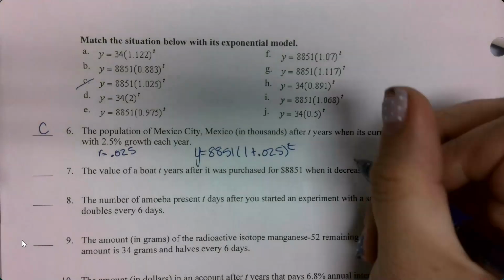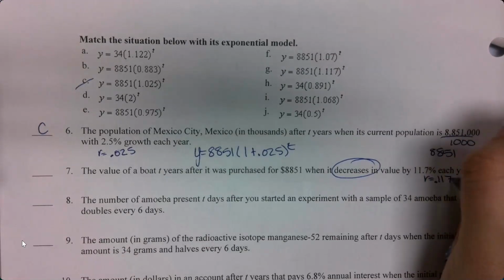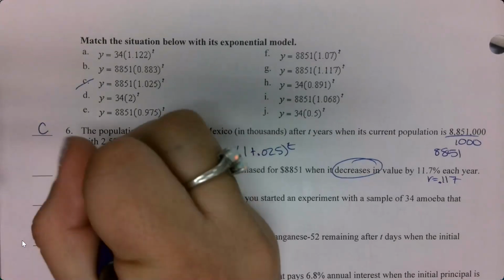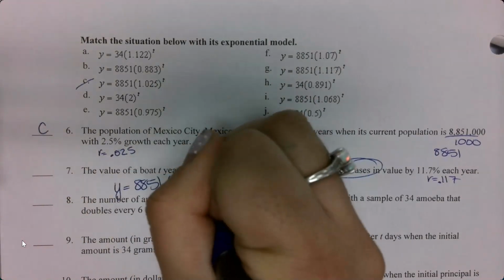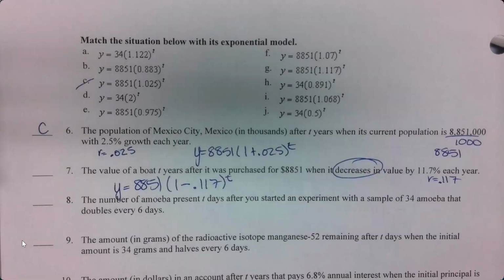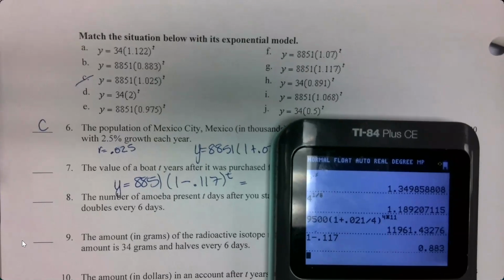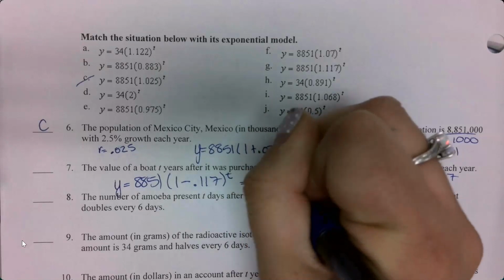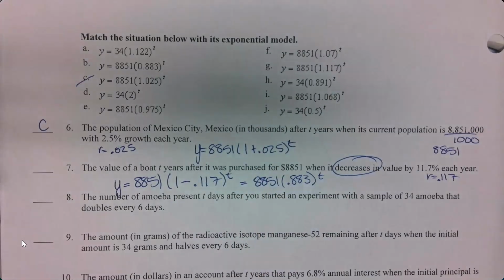The next one says the value of the boat T years after it was purchased for $8,851, when it decreases in value, that means to subtract, by 11.7%. So turning that into a decimal is 0.117. This is going to be y equals 8,851 times 1 minus 0.117 to the t. I just want to do that math on the inside. I can't as easily tell that one. So it's 0.883 to the t. So that is choice B.